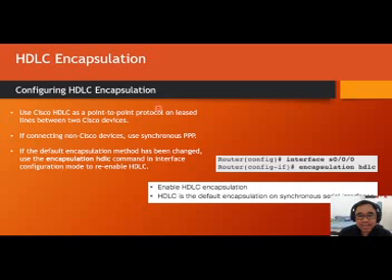Configuring HDLC encapsulation. Use Cisco HDLC as a point-to-point protocol on leased lines between two Cisco devices. If connecting non-Cisco devices, use synchronous PPP. If the default encapsulation method has been changed, use the encapsulation hdlc command in interface configuration mode to re-enable HDLC.